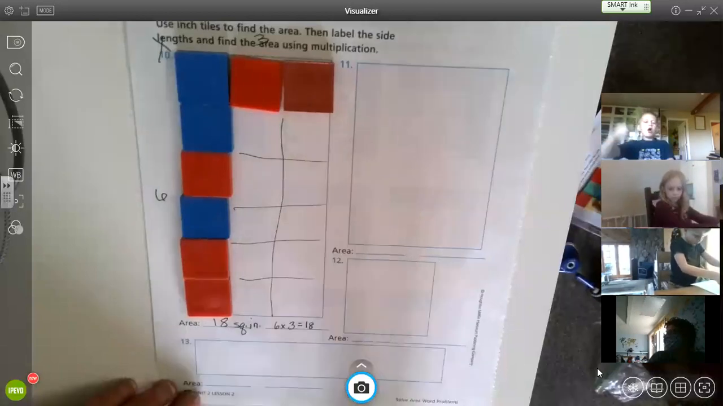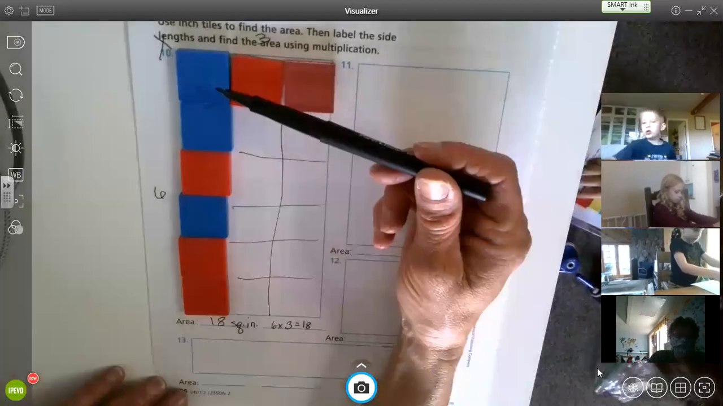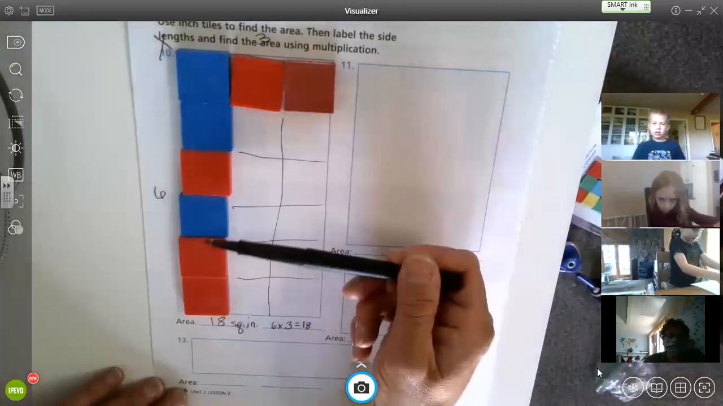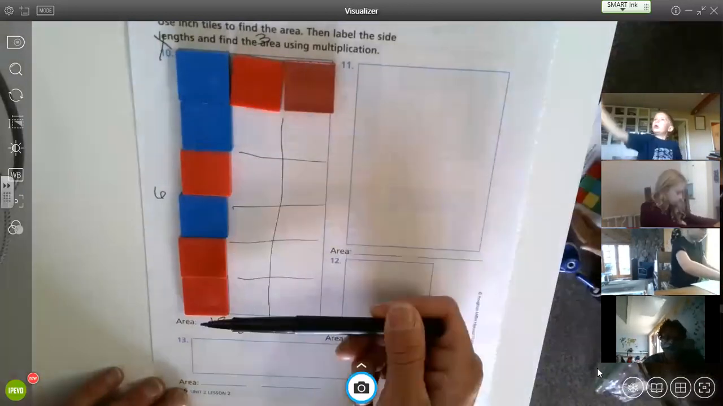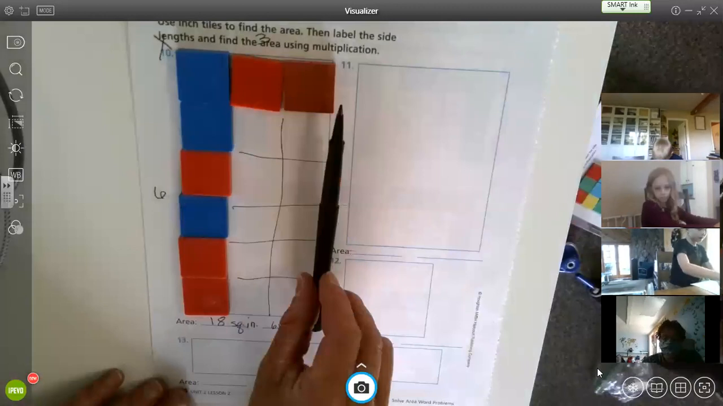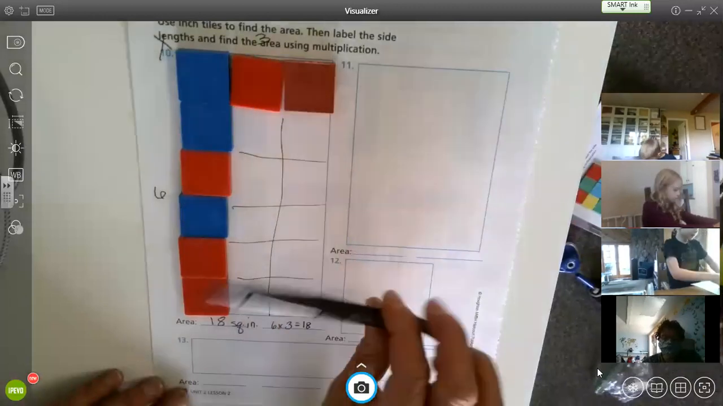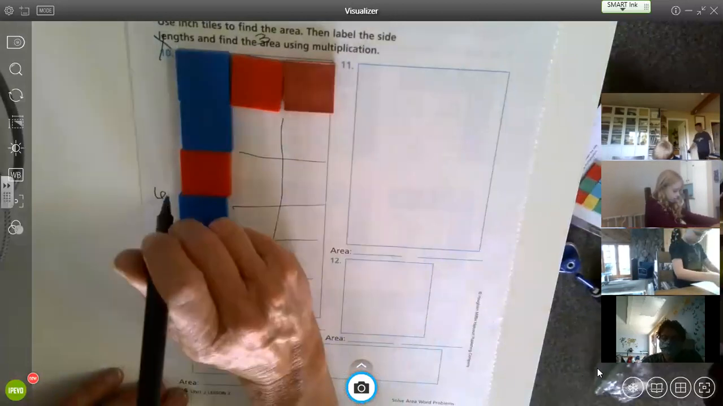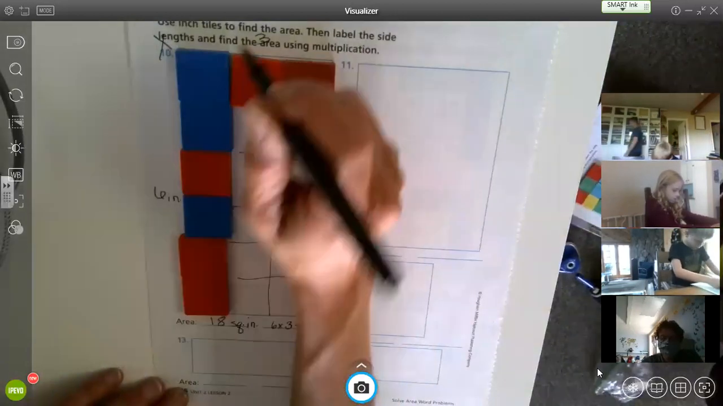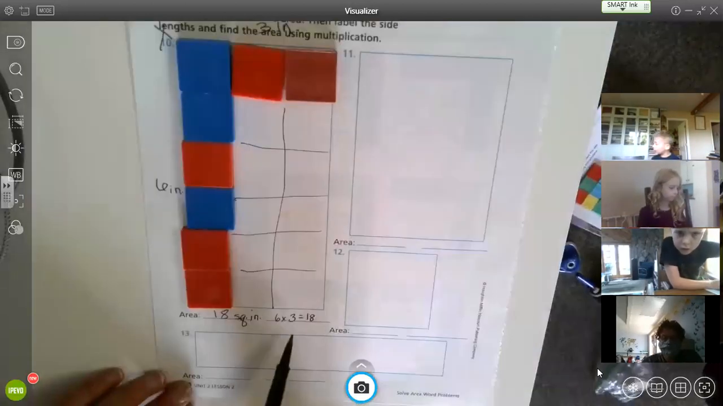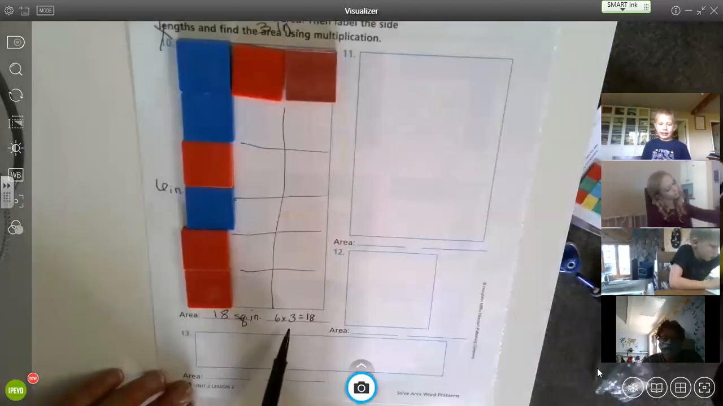And then we could count by 3s. 3, 6, 9, 12, 15, 18. You could count by 6s. 6, 12, 18. So excellent. That is what we're looking for. We want you to label the sides. This side is 6 inches. Up here would be 3 inches. Write that multiplication equation that goes with area equals length times width and find the area.